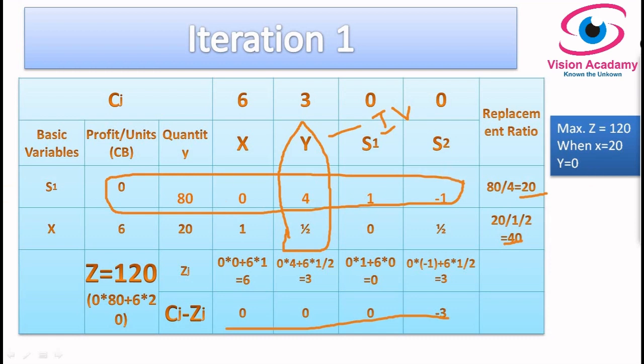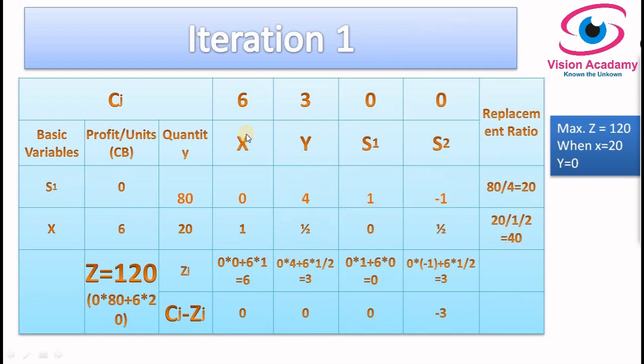So s1 is the outgoing variable in the next iteration, which is the first iteration, and we will lead to iteration 2. So we found the incoming variable, the outgoing variable, and one more thing we need, that is the key element. As you know, the key element is the intersection of the incoming variable and the outgoing variable. The intersection value is this. The key element is 4 in this problem. Then let us move to the next iteration.